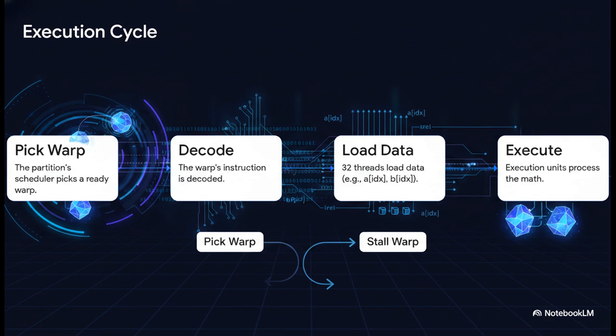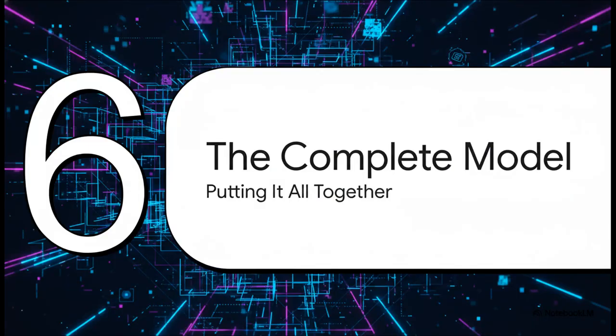Now, if one warp stalls waiting for data, the scheduler instantly swaps it out and issues an instruction from a different, ready warp. This constant seamless interleaving is exactly how GPUs hide memory latency. It's brilliant. Finally, Section 6. The complete mental model, putting it all together.